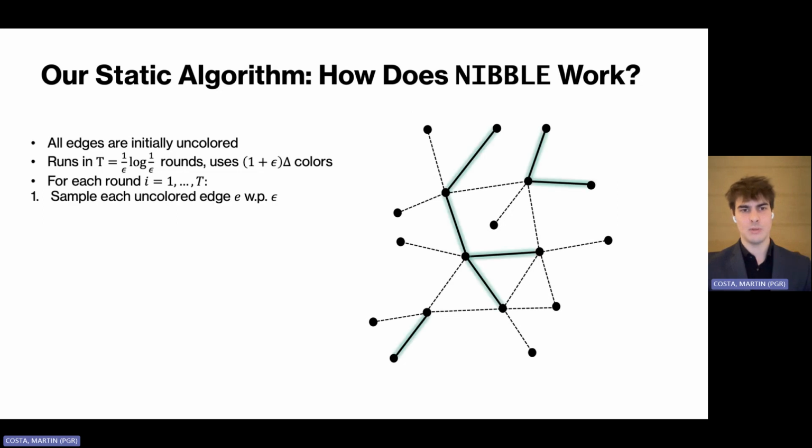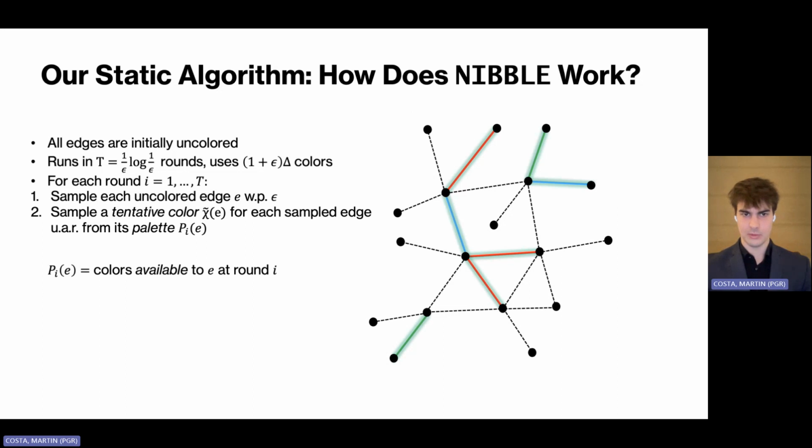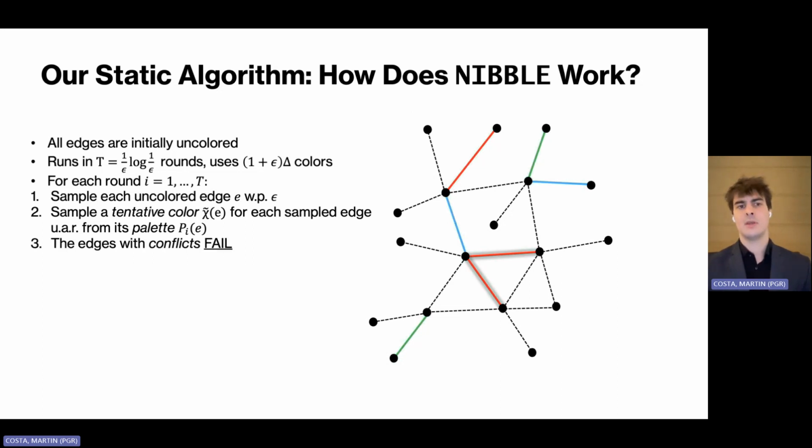For every single round, what the algorithm does is it first samples each edge that's currently uncolored with probability epsilon independently. Then it takes every single one of these independently sampled edges, which it's now going to try and color, and it samples a color for this edge uniformly at random from its palette. Its palette is just defined to be the colors that are available to this edge, so not currently occupied by one of its neighbors at the start of this round, okay? So it samples one of these colors uniformly at random and independently for all of the edges that have just been sampled. And then it declares edges that have conflicts to fail. So if two edges that are incident upon each other, like share a neighbor, receive the same color during this round, then we declare these edges as failed, and then we just repeat this process.